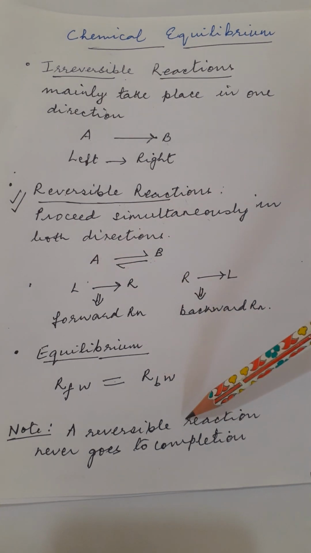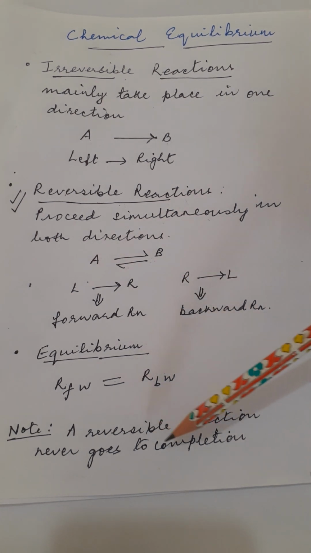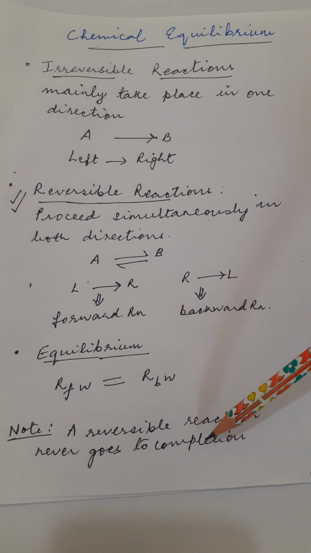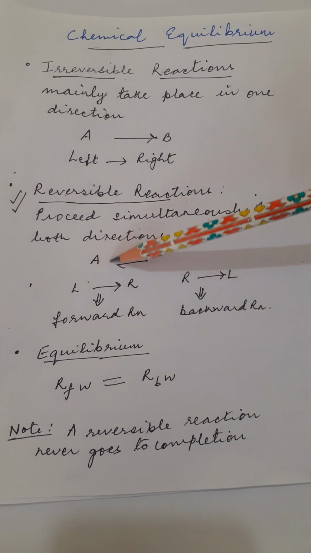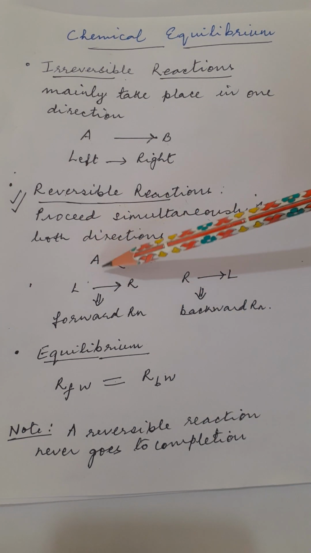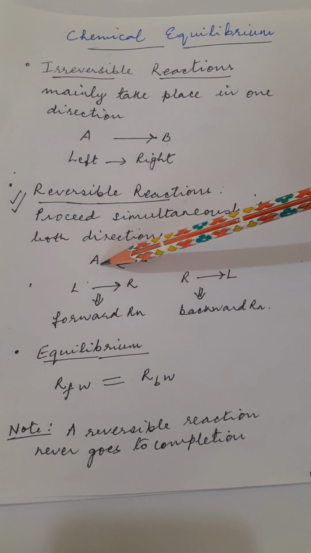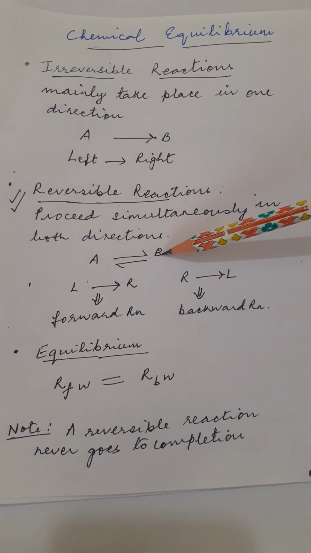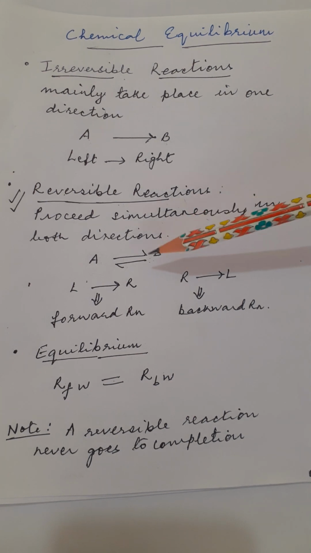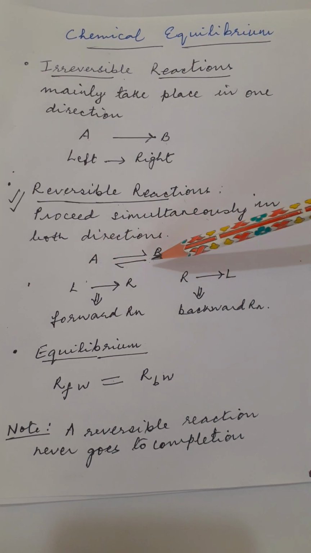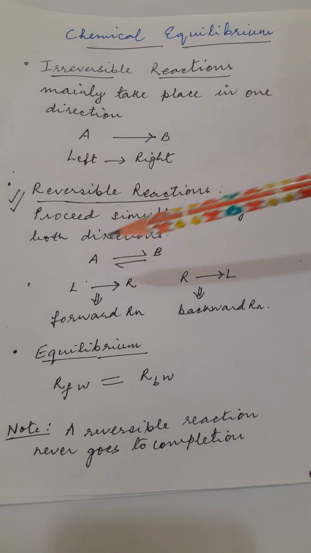We also need to remember that a reversible reaction never goes to completion. What does that mean? That the entire amount of reactant, in this case reactant A that we begin with, will never completely end up as the product B, but before all of it is consumed, the reverse process would have begun.